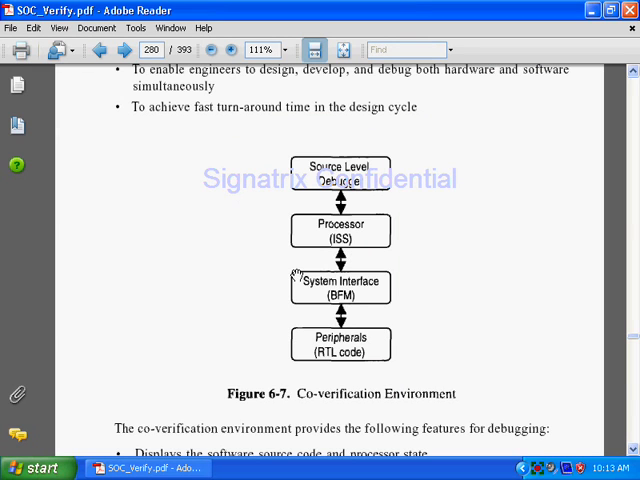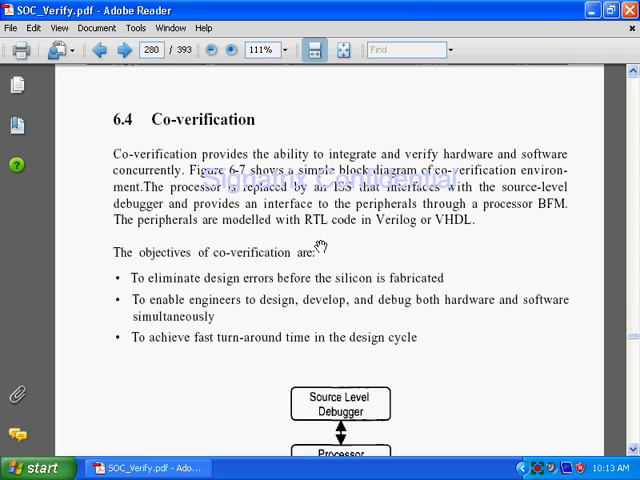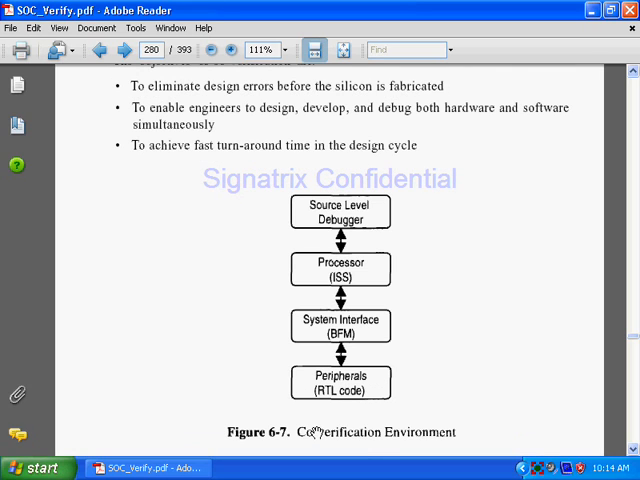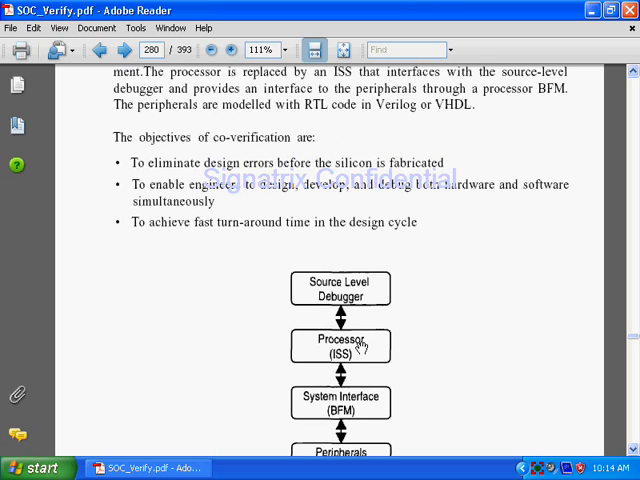Then the system interface, that is a BFM, and the peripheral, that is RTL code. So the processor is replaced by an ISS that interfaces with the source level debugger and provides an interface to the peripheral through the processor BFM. So they are talking about this. Instead of a processor, they are using interrupt service routines, and on one side it will talk to this source level debugger, and on the other side it will create a mechanism to talk to the peripherals, RTL. Here your bus function model is there.